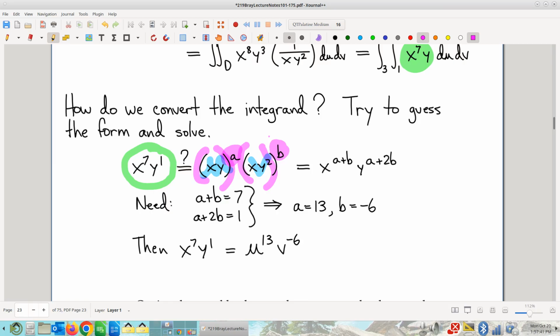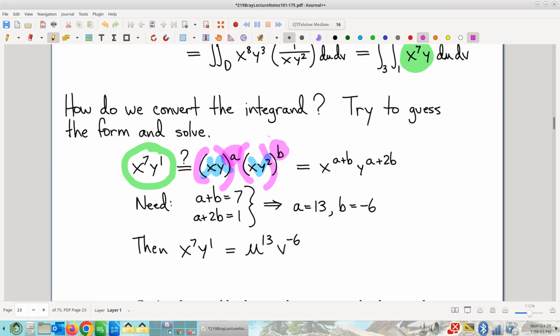Everybody see why that seems like a reasonable speculation? I mean, what else would I do with this u and v? Would I look to see if maybe I can take a linear combination of u and v to produce that? Doesn't look like it would work, right? But a product of powers, I could maybe kind of see how that could work.